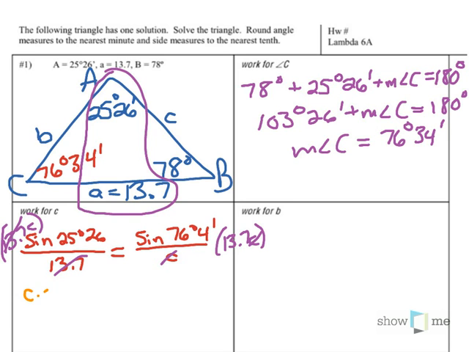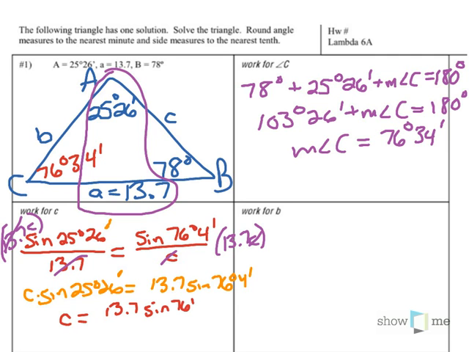So that gives us on the left C times sine of 25 degrees, 26 minutes, equals on the right 13.7 sine of 76 degrees, 34 minutes. To get C by itself, you need to get rid of the times sine of 25 degrees, 26 minutes. To get rid of it, you divide both sides by sine of 25 degrees, 26 minutes. What that will give us is C equals 13.7 times sine of 76 degrees, 34 minutes, divided by sine of 25 degrees, 26 minutes. Put that in your calculator.